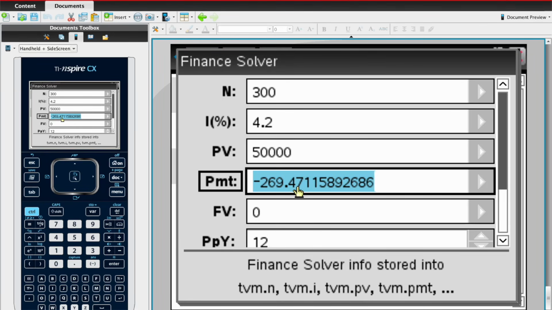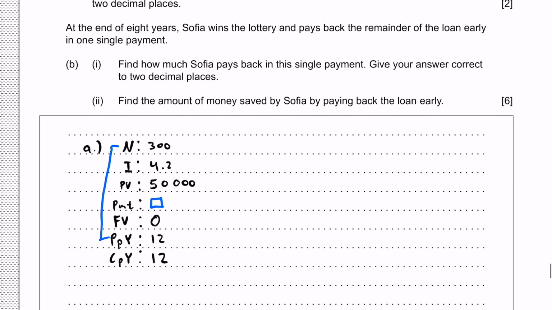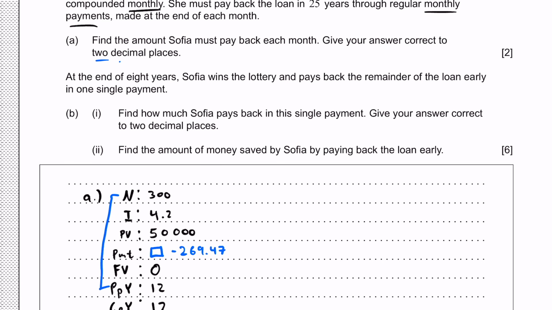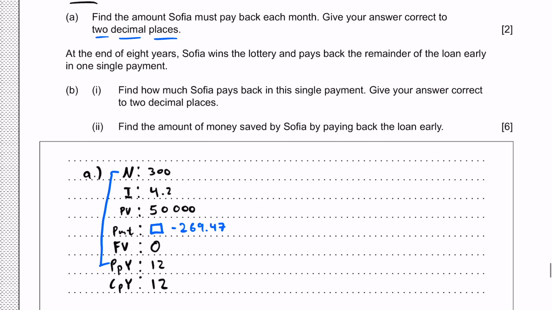Let's go back to the document. Here we are. So this is $269.47. Here they tell us 2 decimal places. In general, for financial mathematics questions, we want to write to dollars and cents. So let's write out the answer right here.